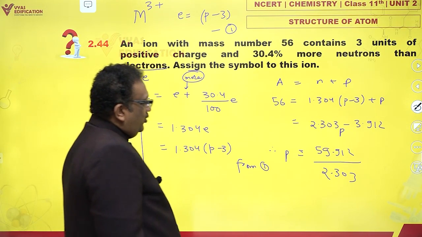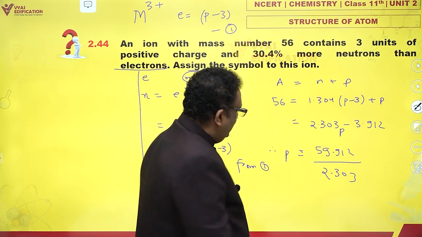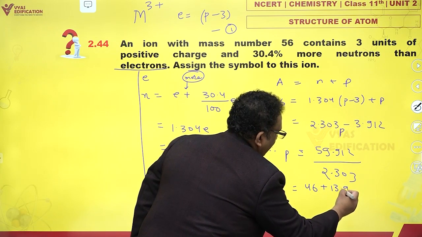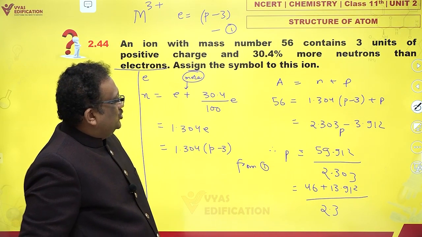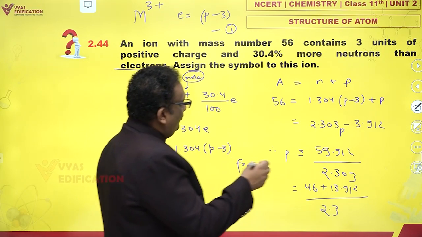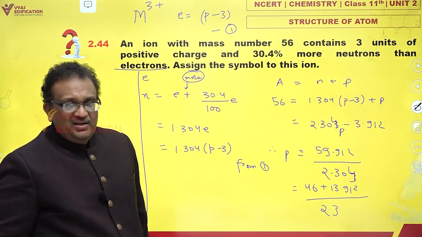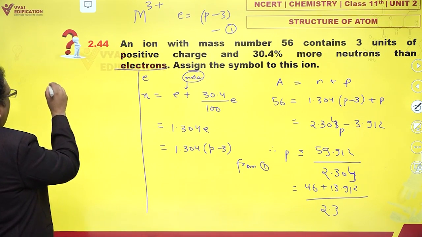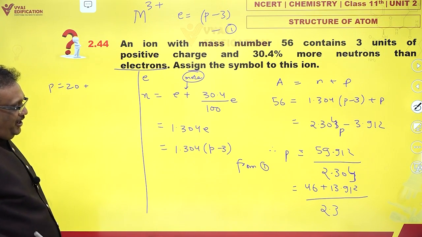Yes, let us. 23 twos are 46. So let us say this is 46 plus 13.912 divided by 2.3. Let me just do away with that 03. It's a stupid number. It's 04 actually, not 3. Whatever it is, we will neglect it. Fine. So how much is this? P comes out to be 20 plus that 13.9.